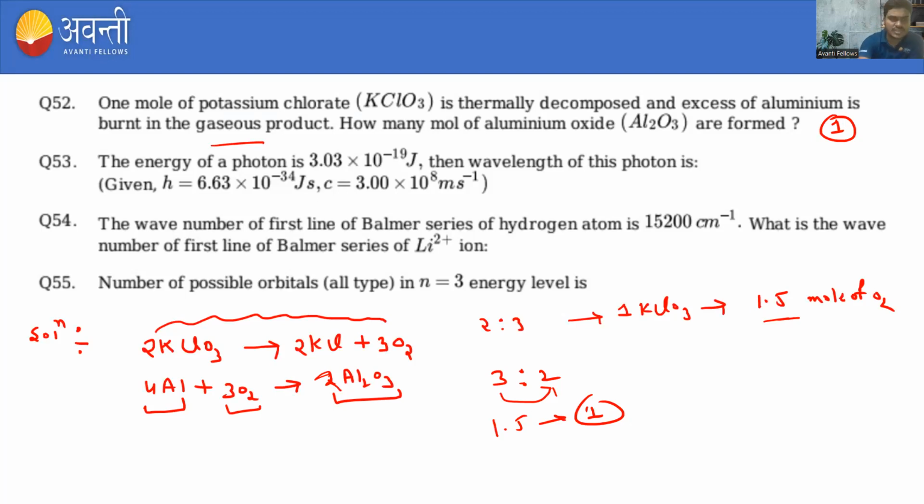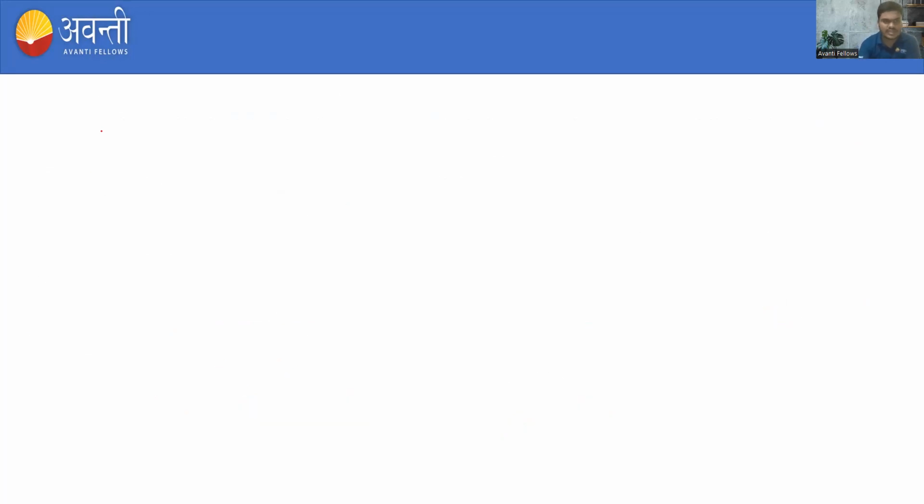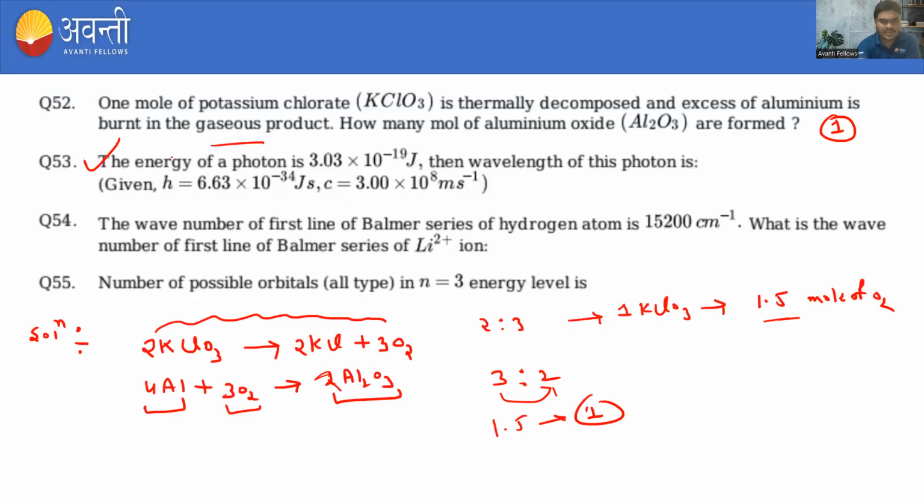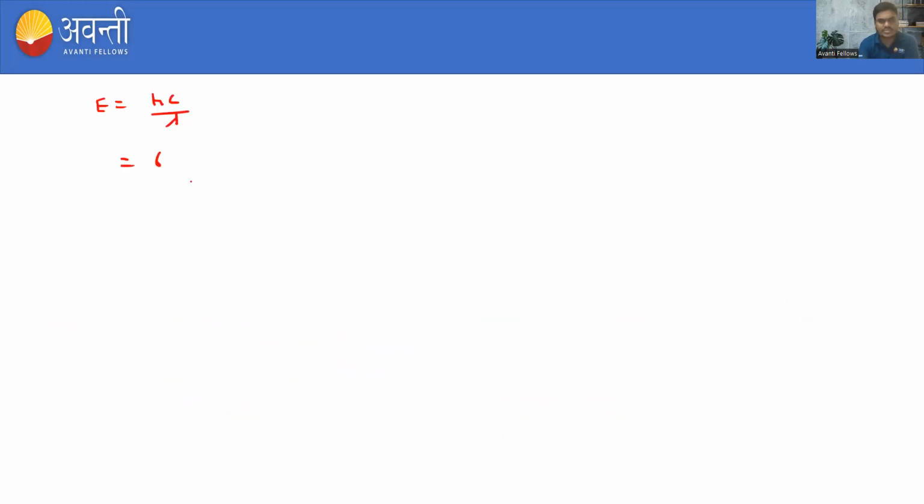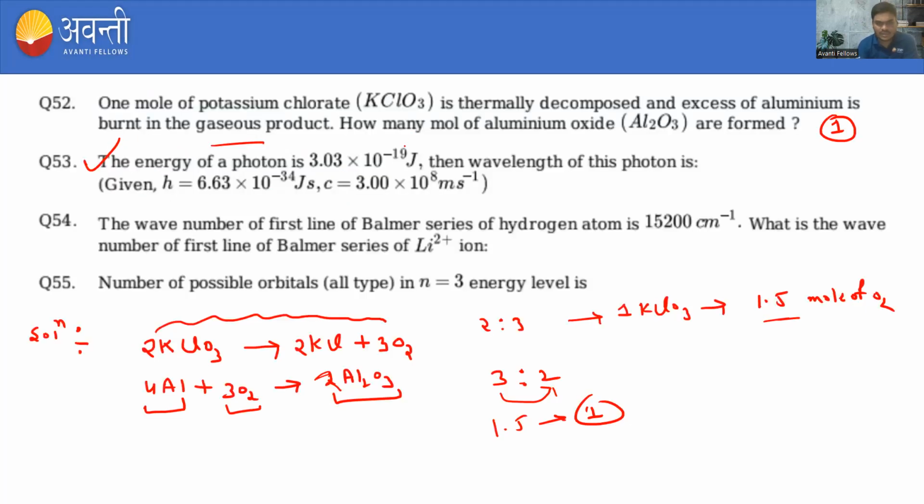Now move to the next question, that is question number 53. In this you have to calculate the energy of the photon, right? We can easily calculate the energy of the photon by using the formula hc upon lambda. H is already given in this question, 6.63 into 10 raised to the power minus 34. C we have 3 into 10 to the power 8, and lambda we have to calculate.